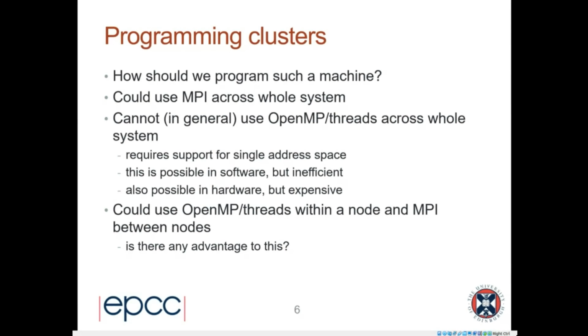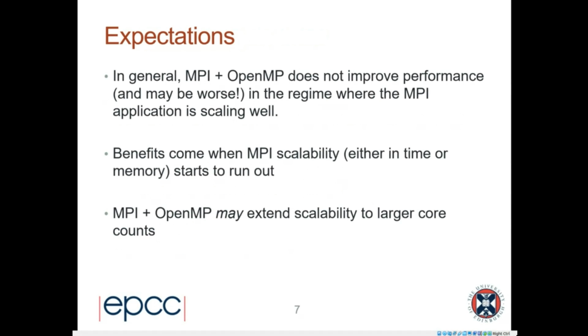So the obvious thing, which occurred to people over 20 years ago: could we use OpenMP and threads within a node and MPI between nodes? Is there any advantage to this? In general, experience shows that MPI plus OpenMP does not improve performance where MPI is scaling well. If you have a program which is performing relatively well, scalability-wise, parallel efficiency-wise, in pure MPI, there's nothing magic that OpenMP is going to give you. It's not a panacea.